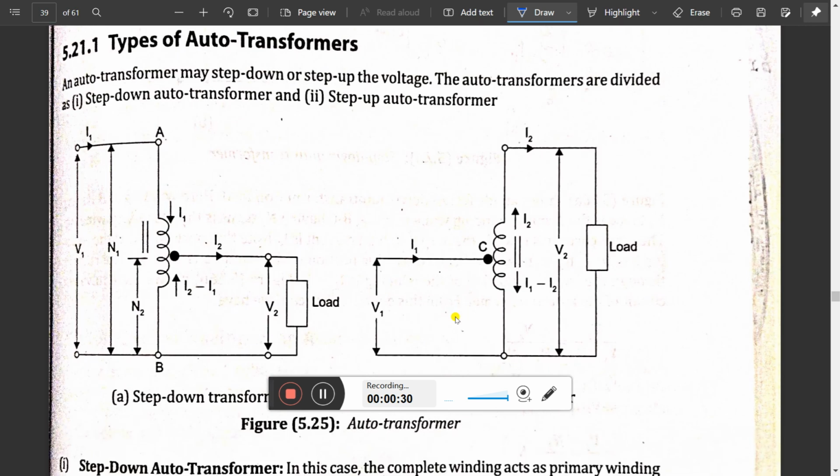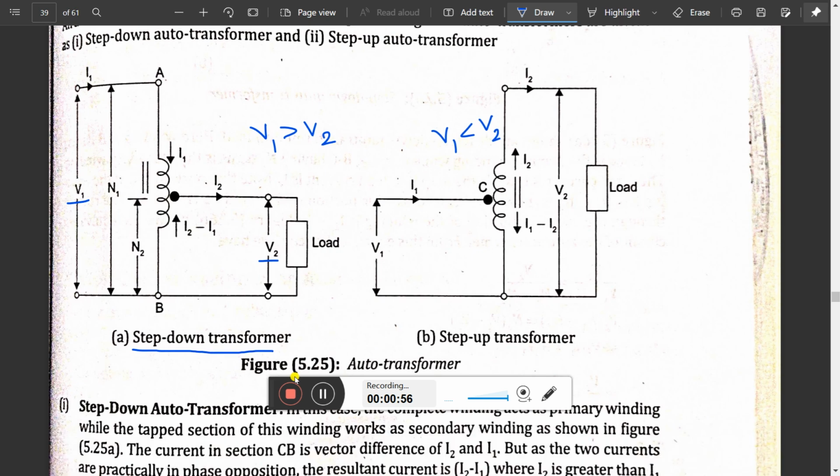To observe this, there are two types of transformers depending upon construction. When the voltage is stepped down from primary to secondary, here we can observe V1 voltage is greater than V2. In this diagram, we can observe V1 is less than V2. It is called a step up transformer.